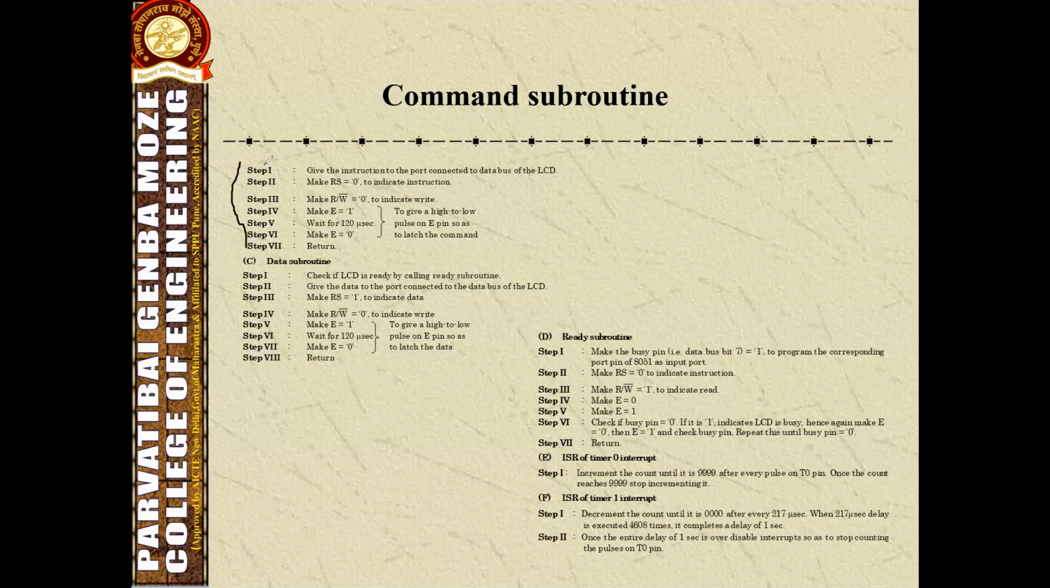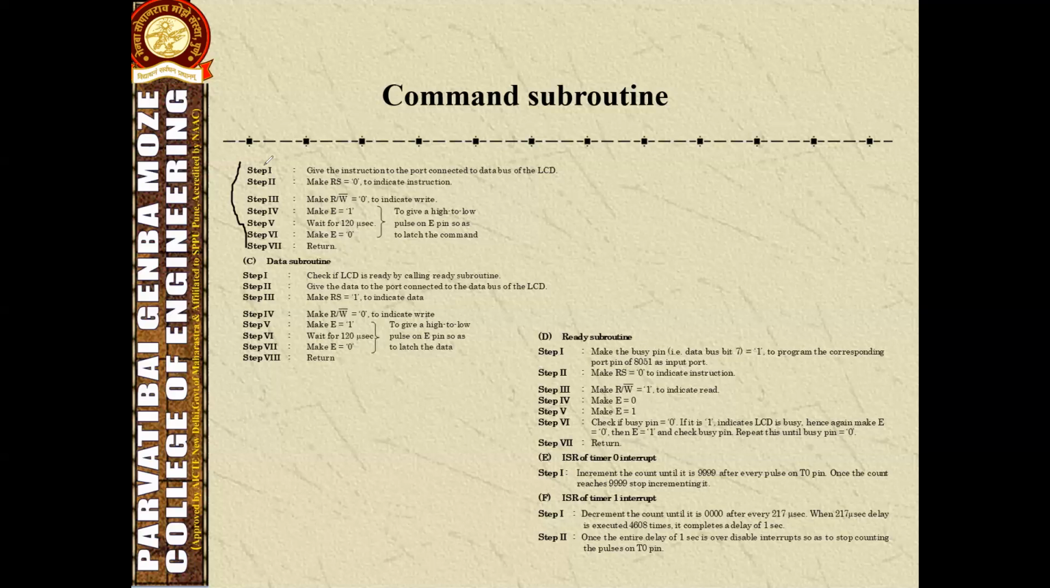How are we going to monitor it? If there is a low signal on the busy pin, then we have to wait for some time and perform the low to high operation on the enable, and we have to monitor again whether the busy pin is equal to low, until the busy pin becomes 0. Then we have to return from this subroutine and the ISR of timer 0.